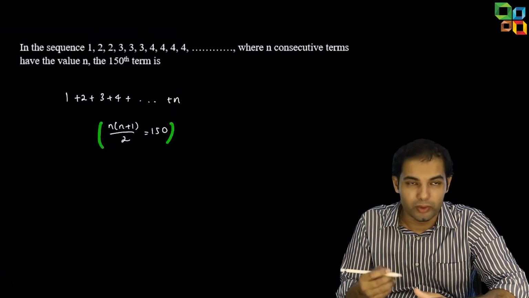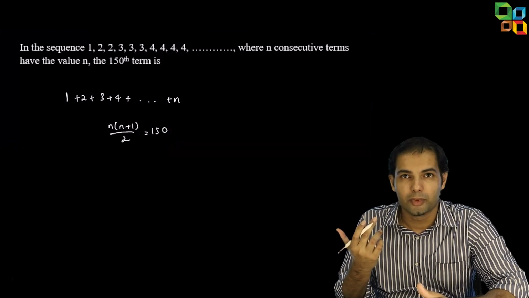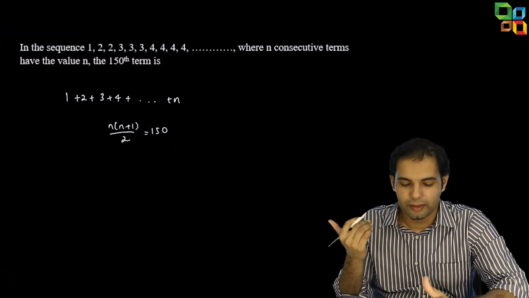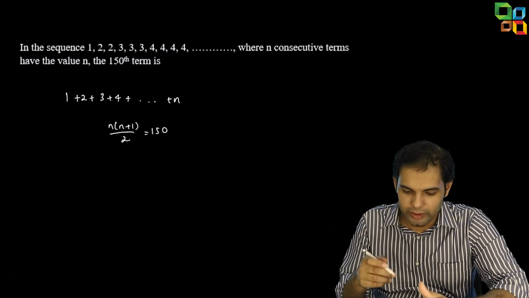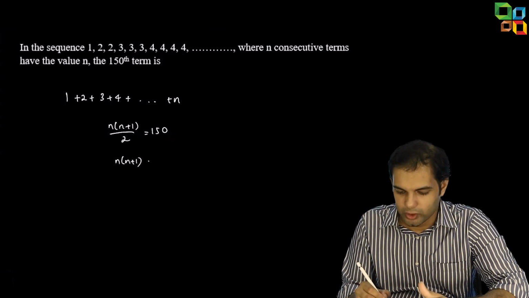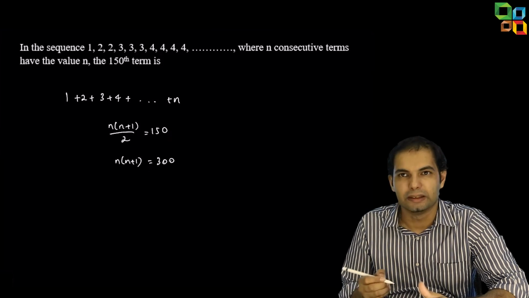Why am I equating to 150? Right? I'm not sure, right? So it might end above 150 also. Okay, something like that. Right? It's okay. So we try to solve this. This is what you're saying. So n into n plus 1, two consecutive numbers, should be equal to 300, right?